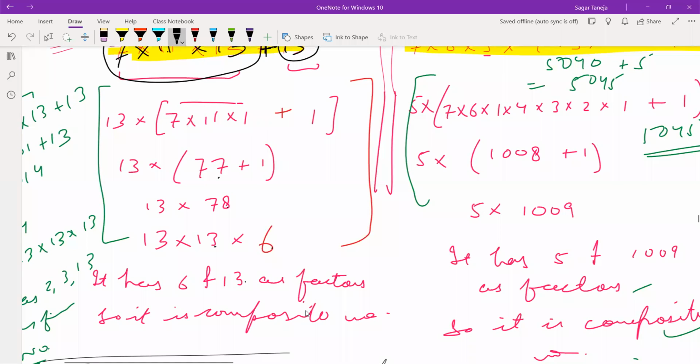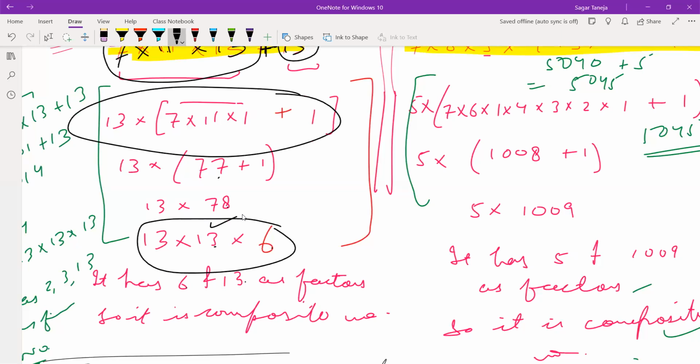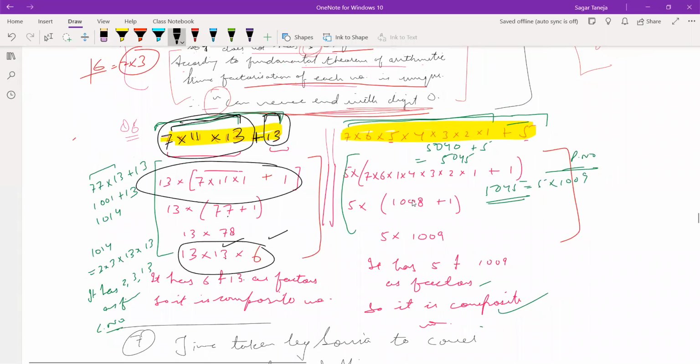See, if any number has 2 factors other than 1, it is clearly visible here that this number has 2 factors, 13 and 6, other than 1. So it is a composite number. This way only we have to do the next.